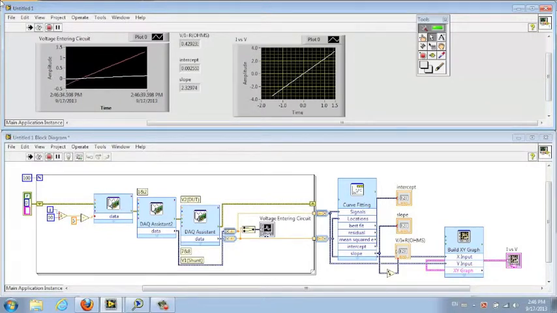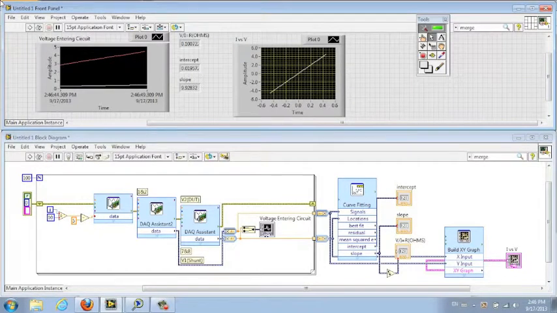The data is graphed in a current versus voltage graph. The slope and intercept are calculated, and the resistance is determined by taking the inverse of the graph's slope. The VI has now returned a resistance value of 0.1 kilo ohms, which is 100 ohms.